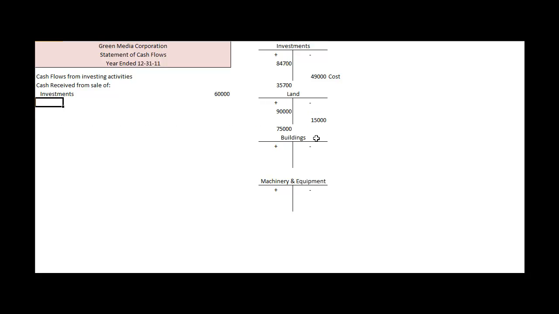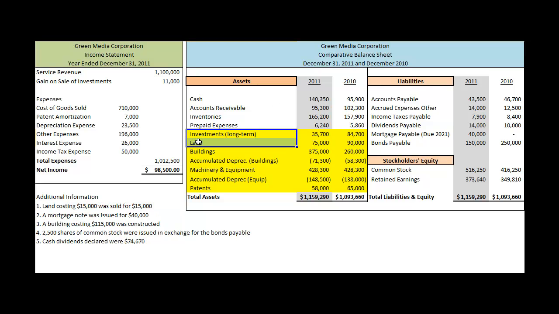So I also have cash received. That's an inflow. If I sell something, then I have another inflow of $15,000. So those are the cash inflows so far. We've dealt with now investment and land.